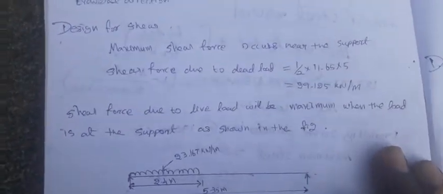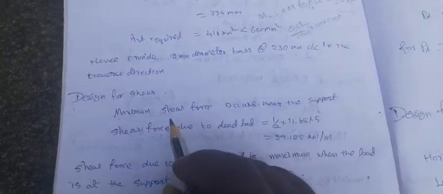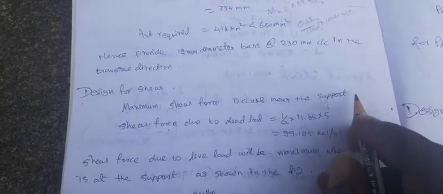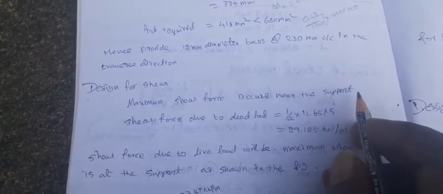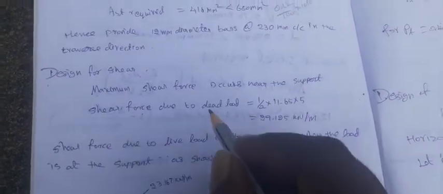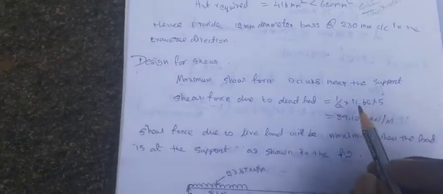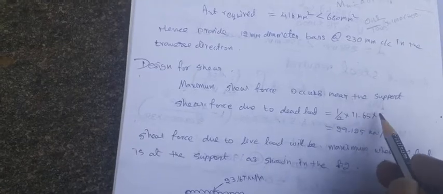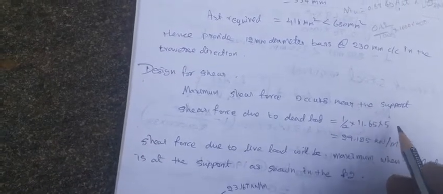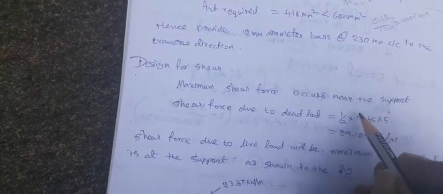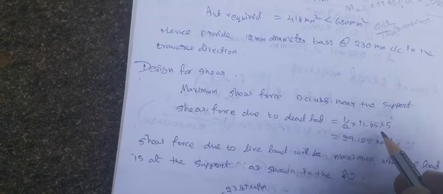Next we have to check the slab for shear. Maximum shear force occurs near the support. We know it is simply supported, and a simply supported beam has maximum shear force at the support section. So we have to find the shear force due to dead loads. Dead load is half into load into the width of the slab. We already know the dead load for this slab culvert from the first step, which is 11.65.